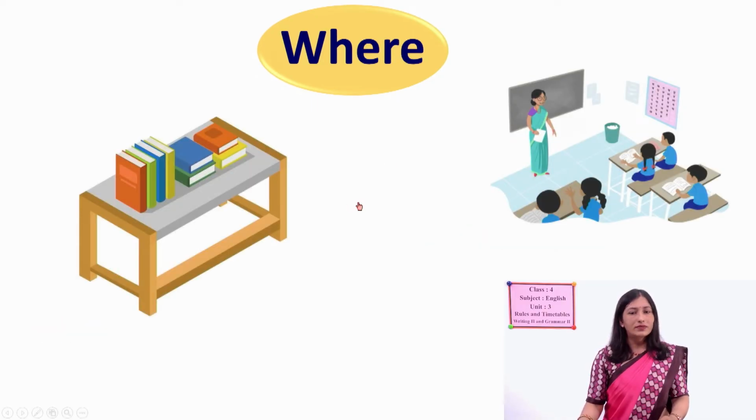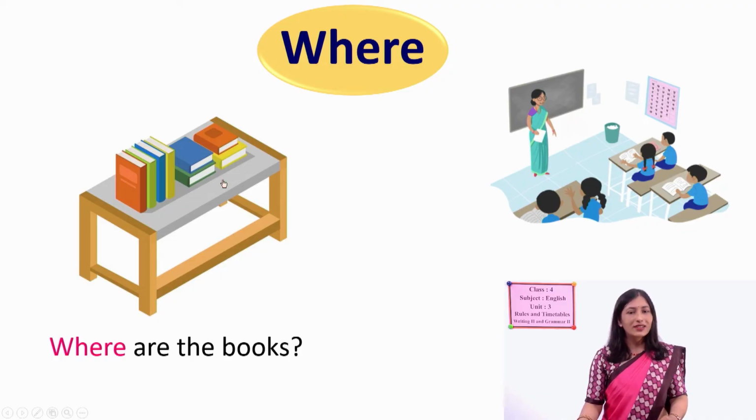Where. Okay, you can ask question about the picture. First picture, let's see. Where are the books? Yes, where are the books? On the table, on the table. And table, that is a place. Yes, that is a place.